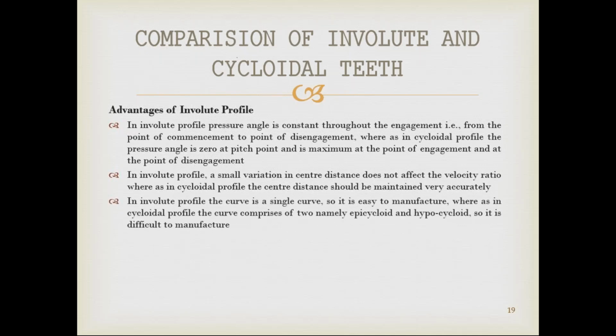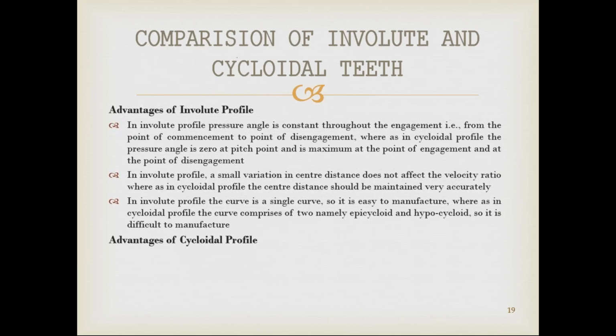Next one. In the involute profile, the curve is a single curve, so it is very easy to manufacture. Whereas in the cycloidal profile, the curve comprises two, namely epicycloid and hypocycloid, so it is difficult to manufacture.